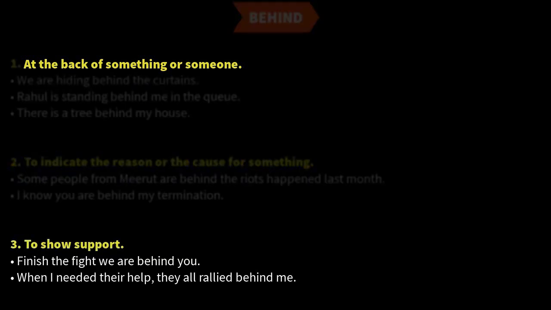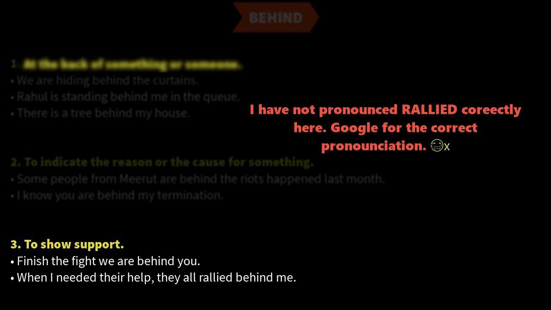Another way to use behind is to show support. Finish the fight, we are right behind you. That means we got your back, we support you. When I needed their help, they all rallied behind me. That means they all came in to support me. So it is very simple. We also use behind to show support.